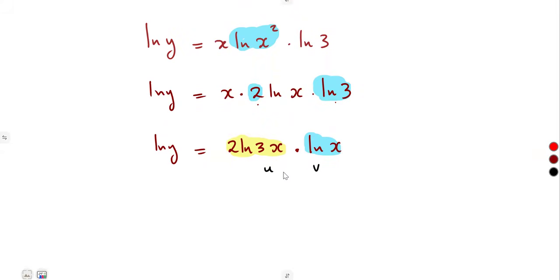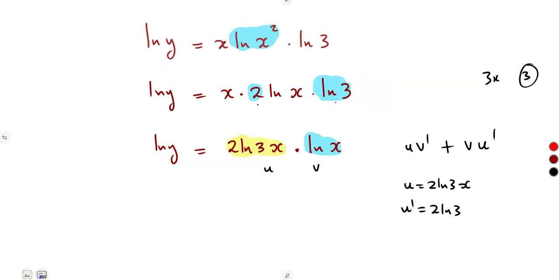U and v. So, on our derivative from the product rule, u, the derivative of v, v, the derivative of u. U is equal to what? 2 ln 3 times x. Remember, 2 ln 3 is a constant. It's just like 3x. The derivative of 3x gives us what? 3. So the derivative of u is going to give us 2 ln 3.